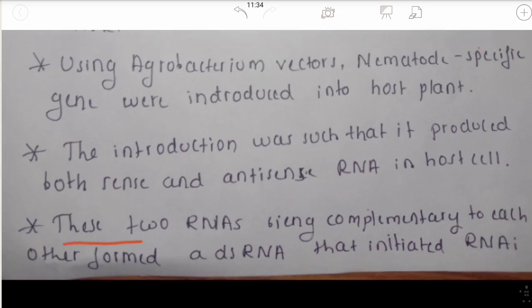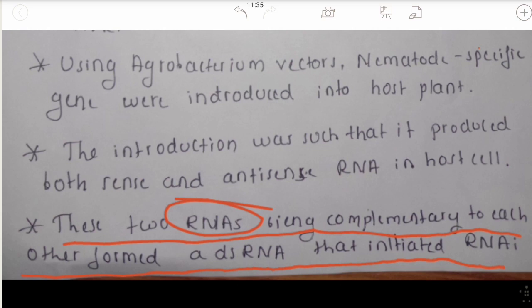Then these two RNAs, being complementary to each other, formed a dsRNA that initiated RNA interference. These two strands are complementary to each other, bind and form the dsRNA, which leads to RNAi. So now the mRNA of the nematode is silenced, its expression is completely blocked, and the parasite cannot survive in the host body. Now Meloidogyne incognita cannot infect the roots of plants and does not cause a reduction in yield.